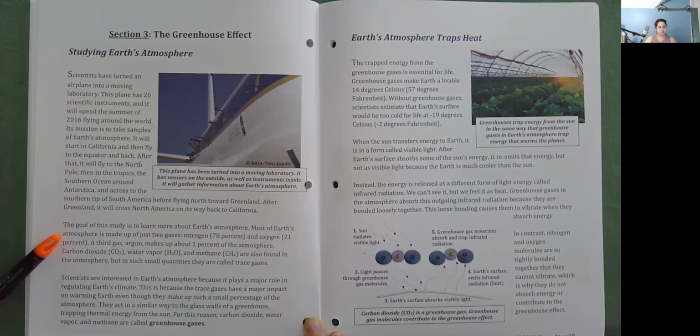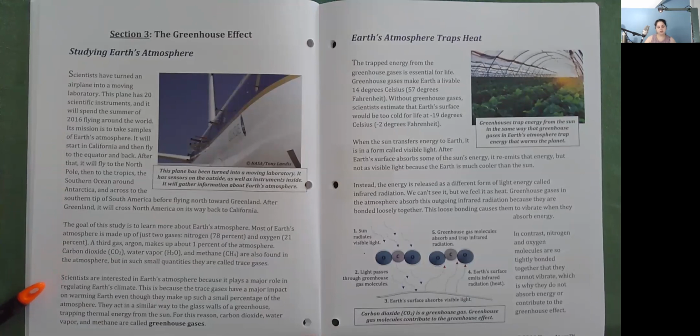Most of Earth's atmosphere is made up of just two gases, nitrogen, 78%, and oxygen, 21%. A third gas, argon, makes up about 1% of the atmosphere. Carbon dioxide, water vapor, and methane are also found in the atmosphere, but in such small quantities they are called trace gases. Scientists are interested in Earth's atmosphere because it plays a major role in regulating Earth's climate. This is because the trace gases have a major impact on warming Earth, even though they make up such a small percentage of the atmosphere.